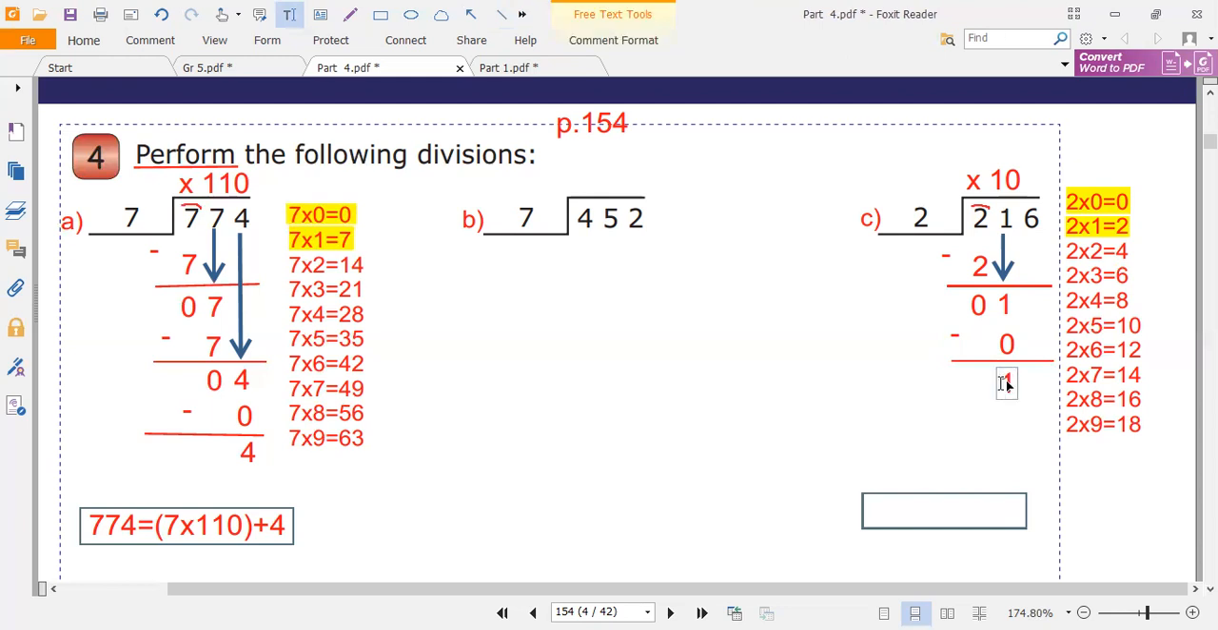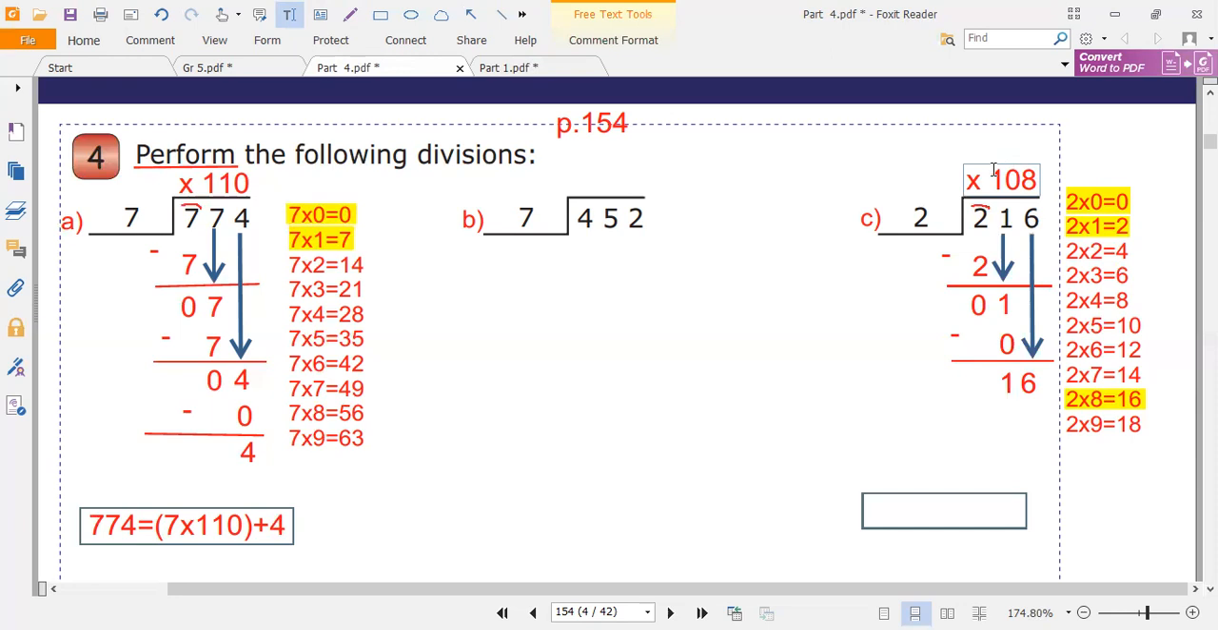And now we have to bring down the next digit. We bring down the 6. And we write it next to 1. After we bring down, we have to divide. Now we have 16. We have to divide 16 by 2. Look at the table of 2. What number times 2 equals 16? It is 8. So we write 8 in the quotient next to 0.